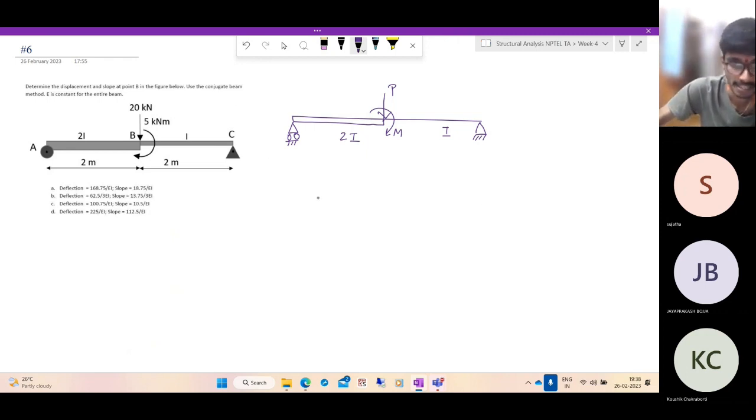So let us get the support reactions. Now it's very simple. We have solved so many problems. How do you do it? Use the principle of superposition. Consider one load at a time, and then just sum up the support reactions.